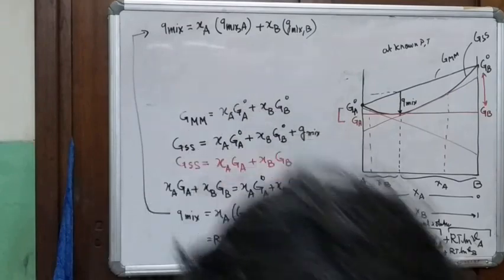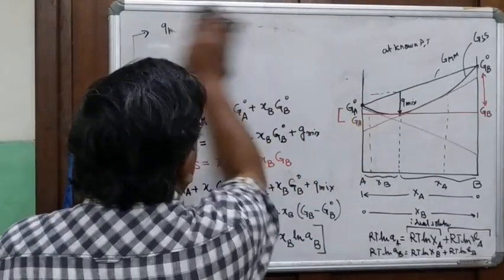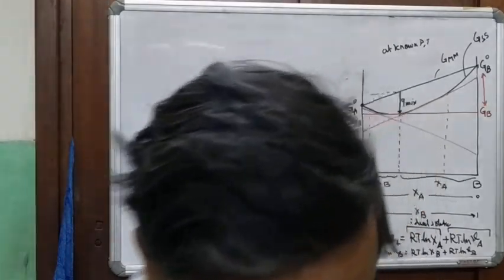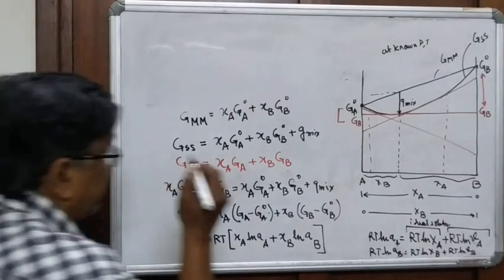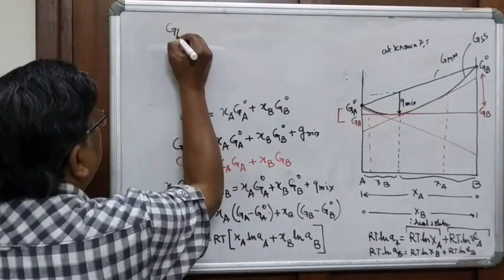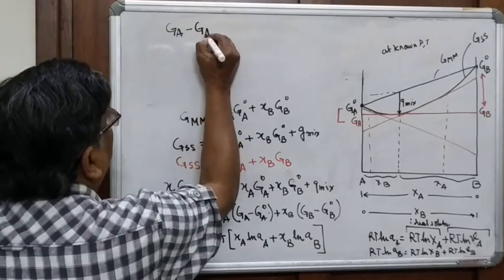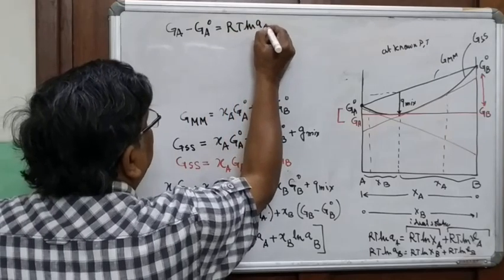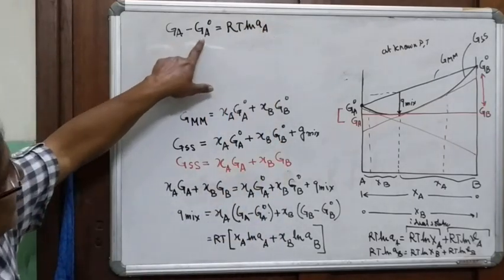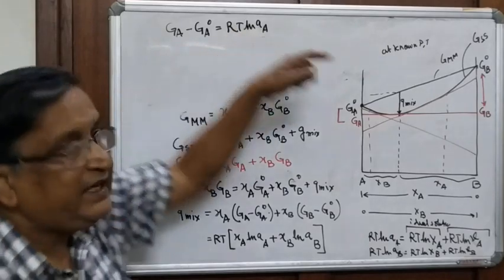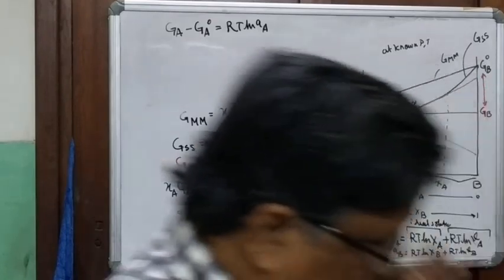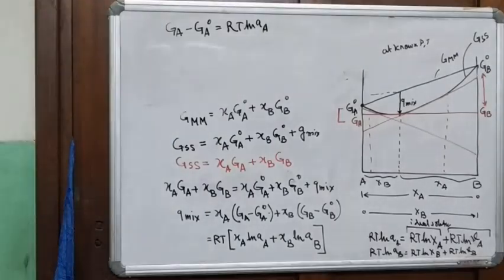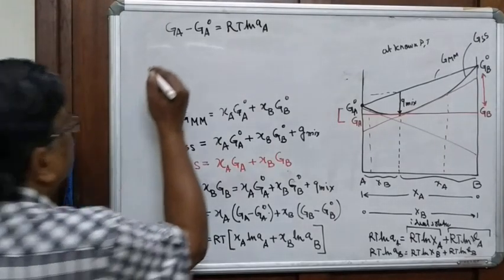Now therefore, we do one more last manipulation of this. I'm not going to go for the derivations because this I have already given you and you should be knowing it. So we can write now, you can see GA minus GA0 is equal to RT ln activity A. This we know. And GB minus GB0 is RT ln activity B. Now, this part we can manipulate a little bit. Let's see what is happening.